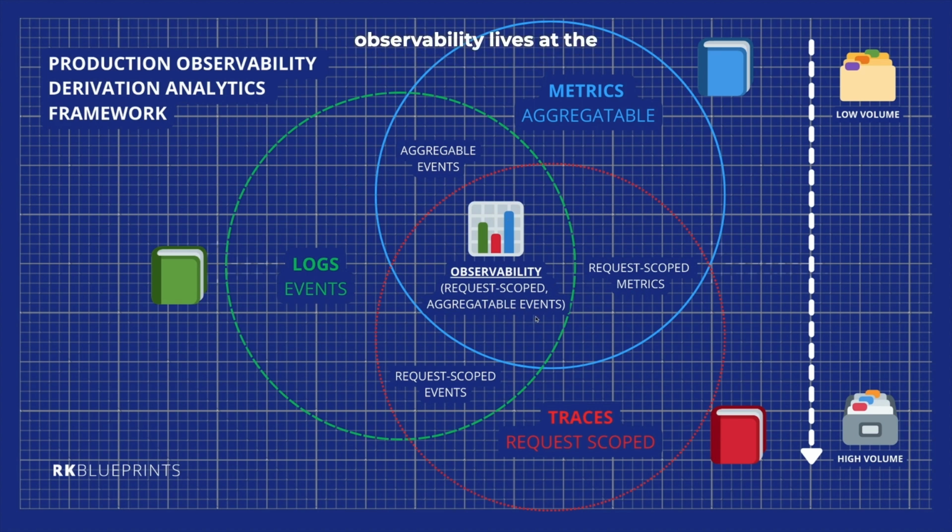True observability lives at the intersection where logs, metrics, and traces overlap. That's where we can correlate. Metrics tell us something is wrong. Logs give us context, and traces show us exactly where things broke.